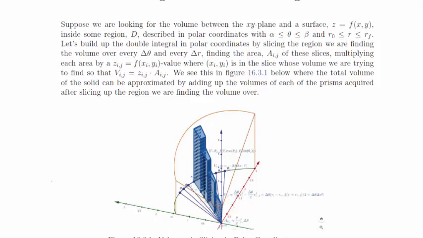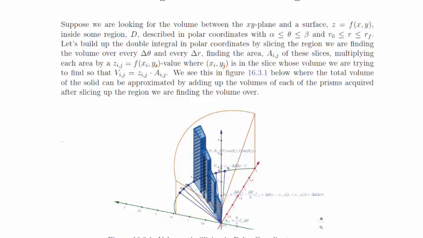Let's build up the double integral in polar coordinates by slicing the region we are finding the volume over every delta theta and every delta r, finding the area A sub i,j of these slices, multiplying each area by a z value, z sub i,j equals f of x sub i, y sub j, where x sub i, y sub j is in the slice whose volume we are trying to find, so that the volume V sub i,j equals z sub i,j times the area A sub i,j.